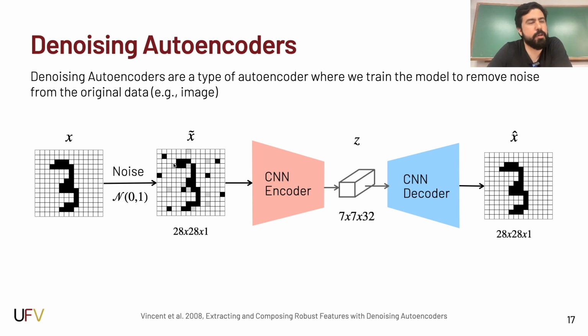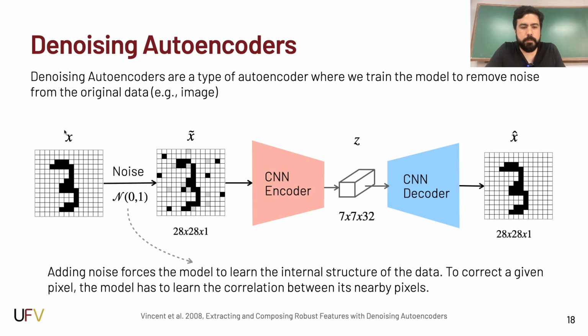So then, this will be your corrupted data. And now you still apply reconstruction loss, so you still make your decoder generate the original input, but now it has to learn to remove this noise, because the loss is compared against X. But what I give the model is X tilde. So the model receives this, and I compute the loss against the original X. And this is really cool because adding the noise is forcing the model to learn some sort of internal structure of the data.